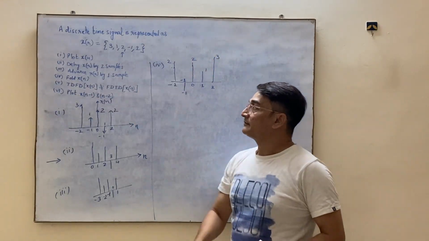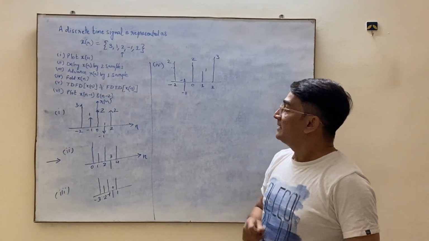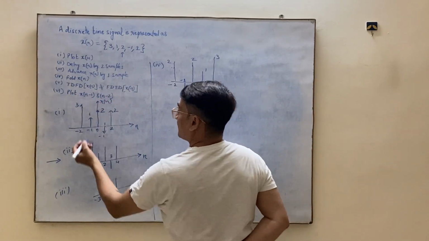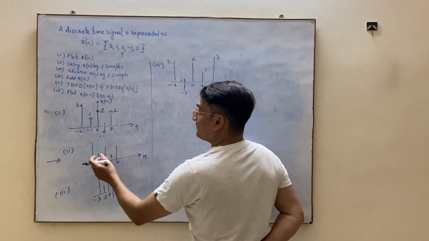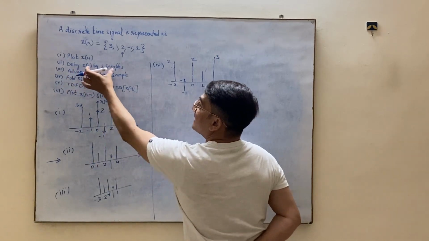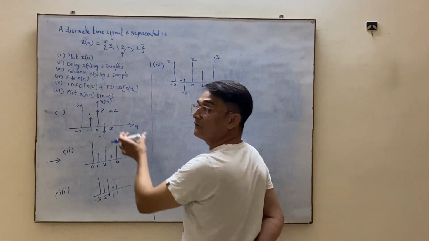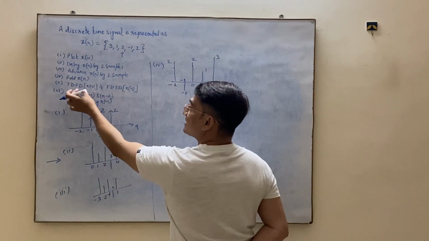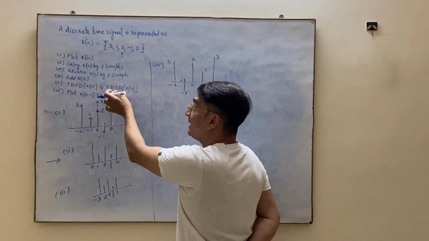Now the fifth part, TD, FD, x[n], FD, TD. So let us do this part. Already we have delayed x[n] by 2 samples, which is this. So this part we have done, time delay.